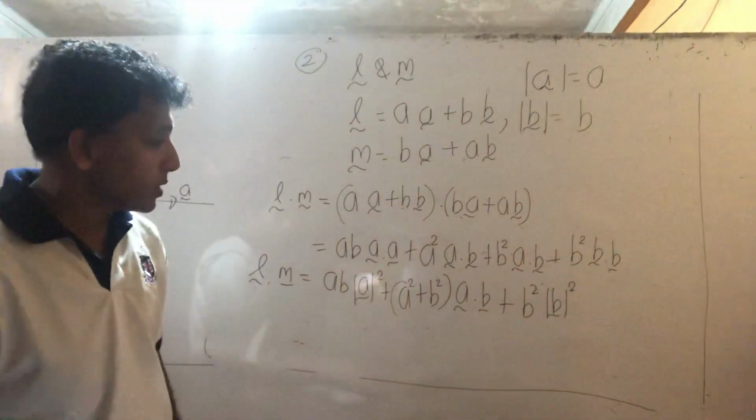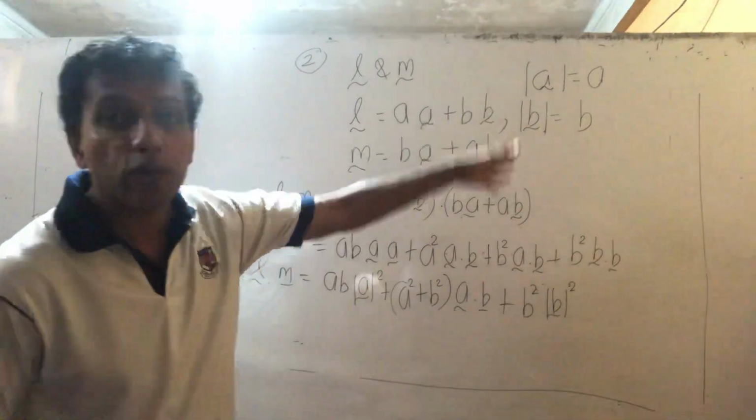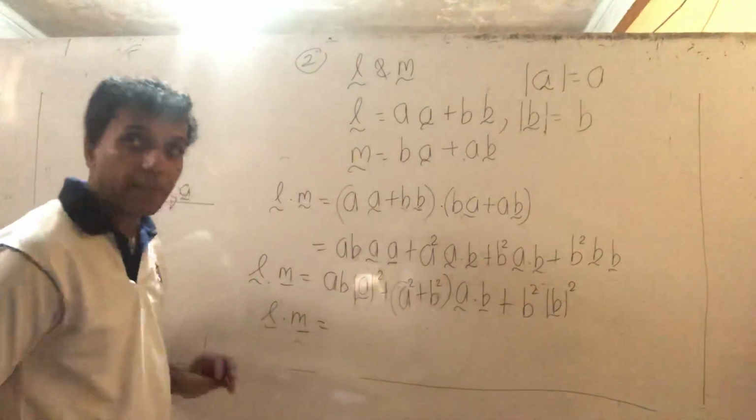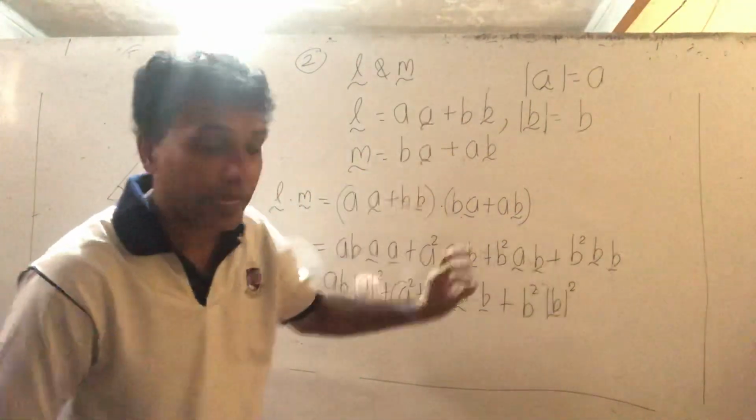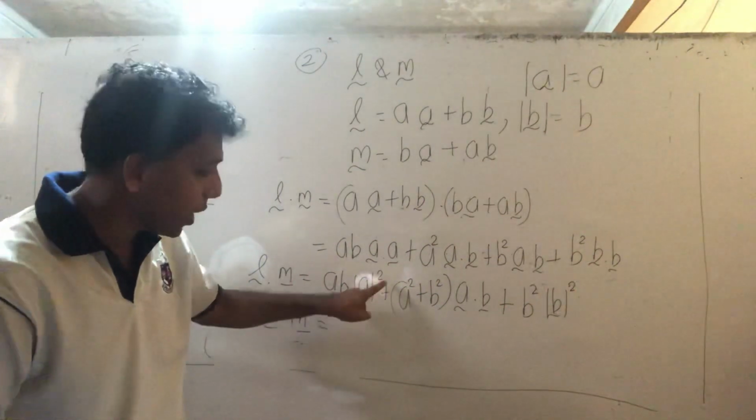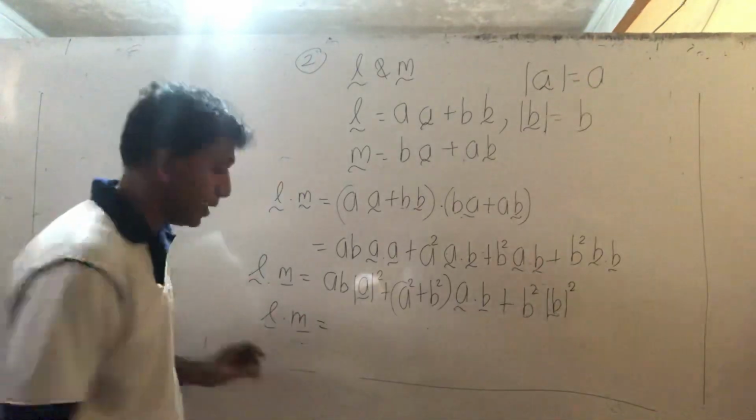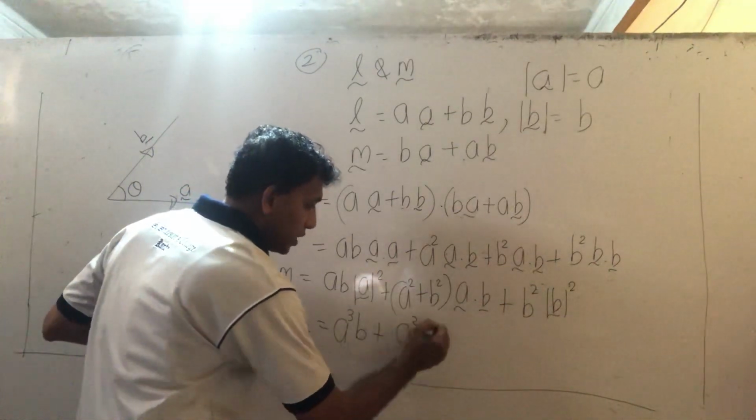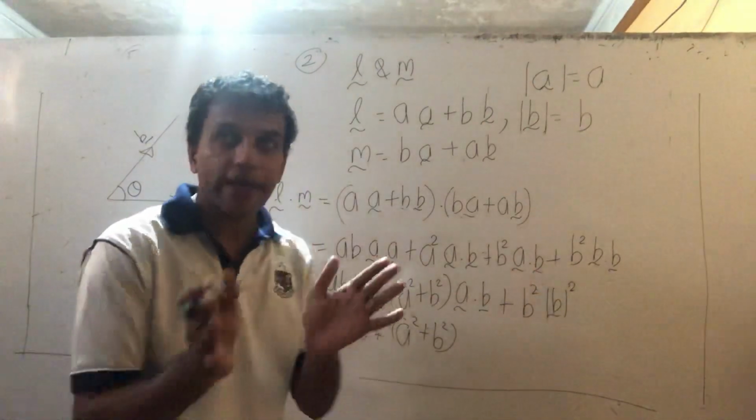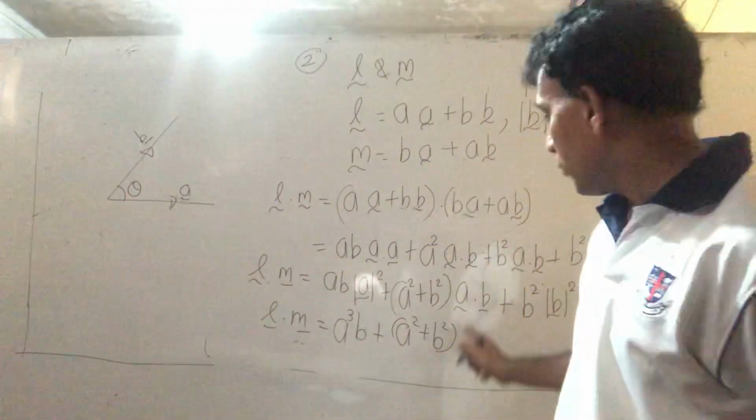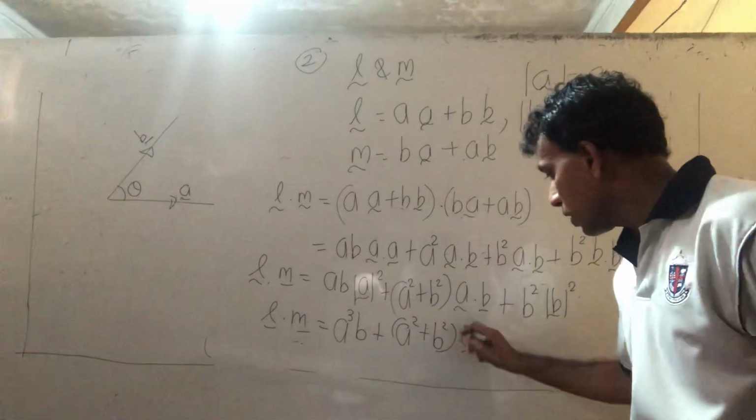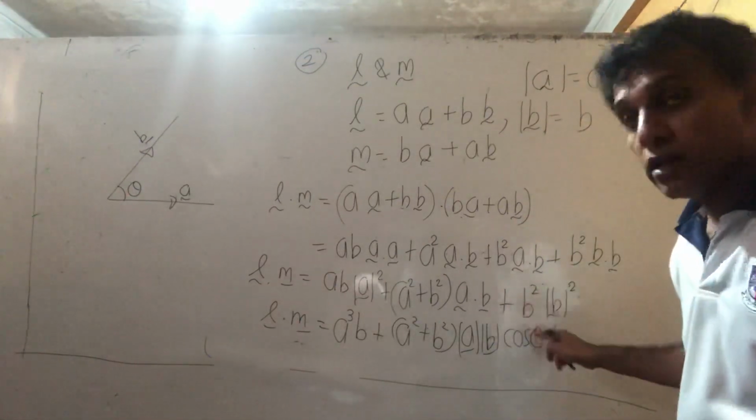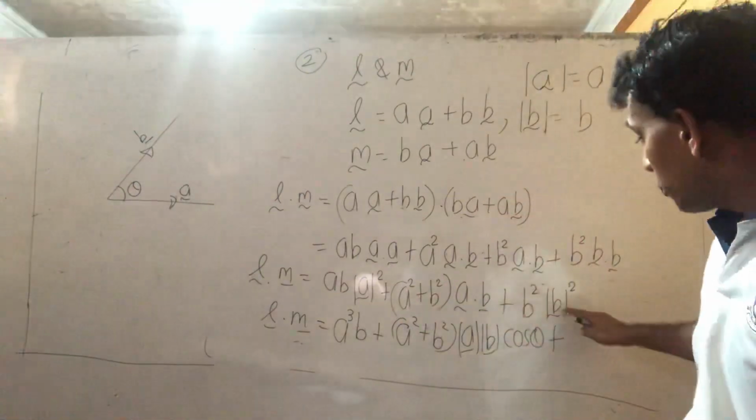Okay. Now they also further gave that mod A equals A, mod B equals B. So I will substitute that. Therefore L dot M equals: what is mod A? That is A. Mod A is A, so mod A square is A square, into A, A cube, A power 3. So A power 3 B plus here A square plus B square. They said the two vectors A and B have an angle theta between them. Therefore, what is A dot B? Mod A mod B cos theta, plus again here mod B means B, so B square into B.